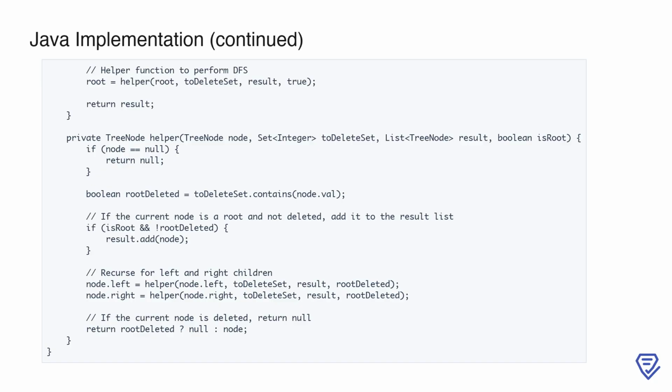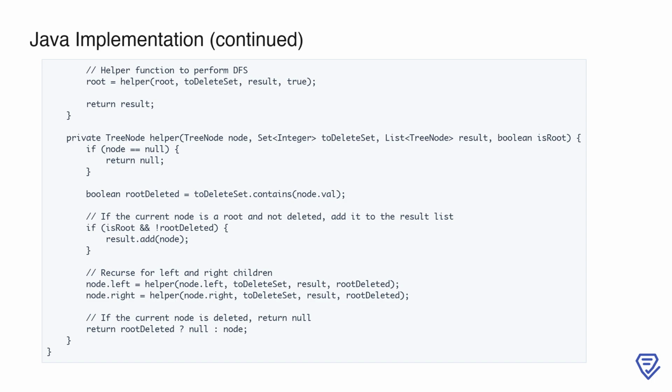This helper method takes the current node, the set of nodes to delete, the result list, and a Boolean flag indicating whether the current node is the root of a tree. If the current node is null, it simply returns null. Otherwise, we check if the current node's value is in the toDelete set, marking it for deletion. If the node is a root and is not deleted, we add it to the result list.